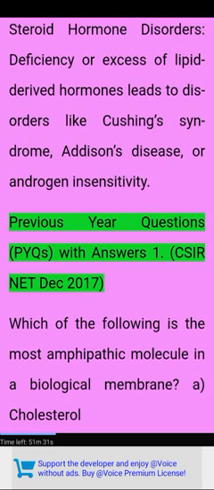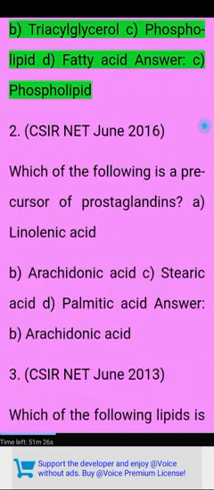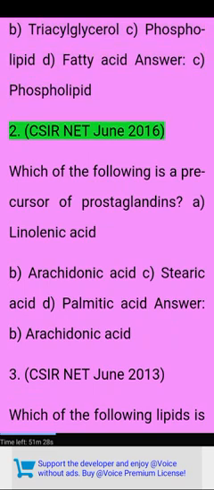Previous year questions, PYQs, with answers. 1. CSIR NET December 2017. Which of the following is the most amphipathic molecule in a biological membrane? A. Cholesterol. B. Triacylglycerol. C. Phospholipid. D. Fatty acid. Answer: C. Phospholipid.